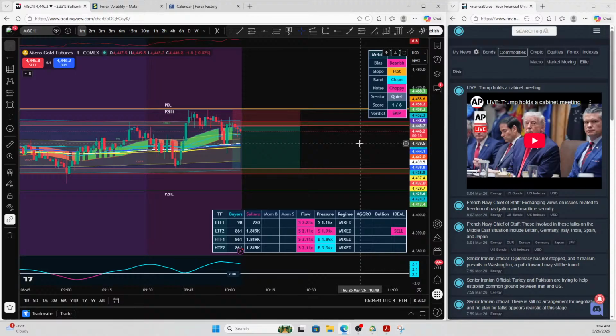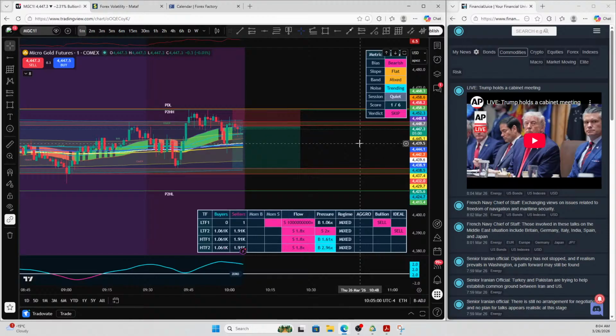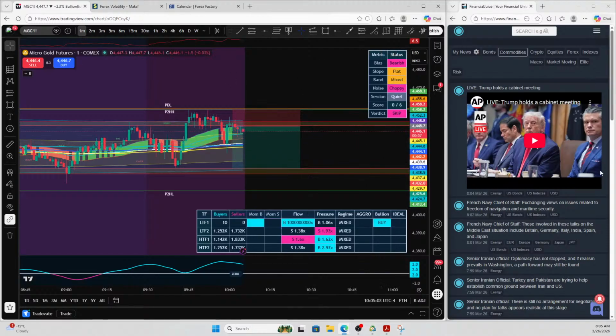Okay, Trump holds a cabinet meeting. Okay, so this could be interesting. If you are in any trades, I suggest maybe closing those trades right now, because if he is having a meeting, this could have a significant impact on the market. So we're going to tune in to what Trump is about to say.